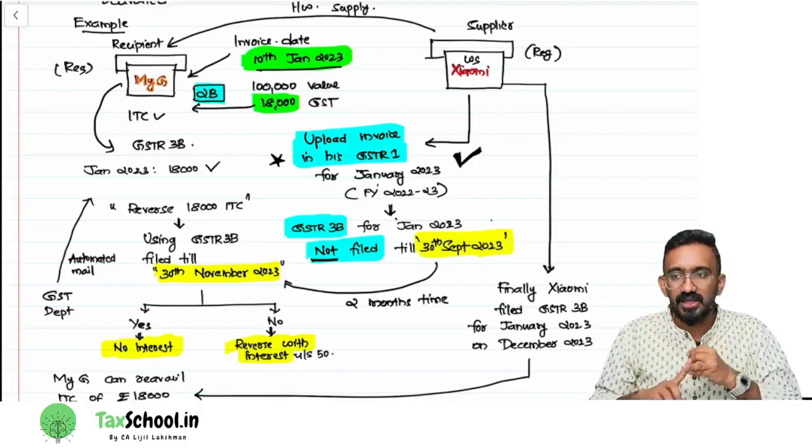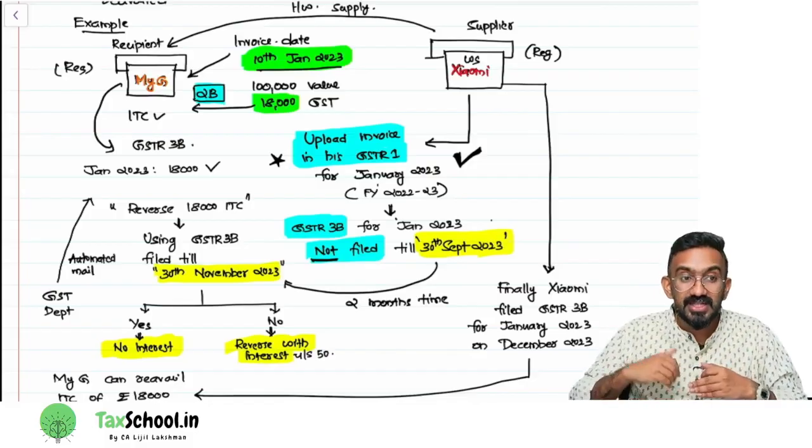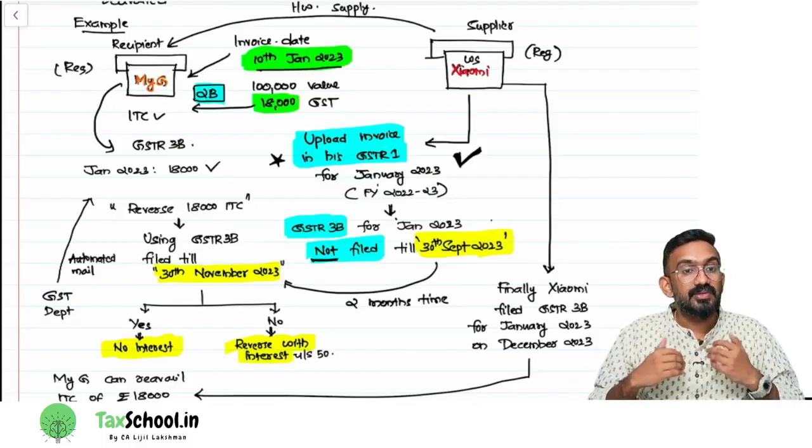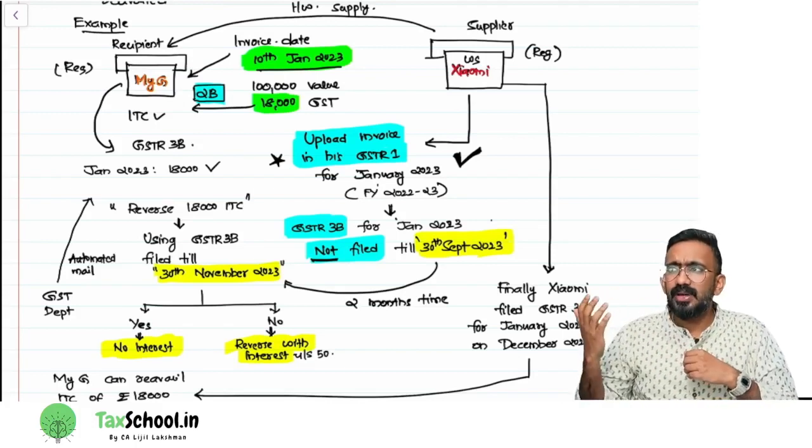If they reverse it by 30th of November, what will not be applicable to them? Interest will not be applicable. If they reverse it after 30th of November, they will have to reverse it with interest. This is a provision then. Now, how will MyG know?